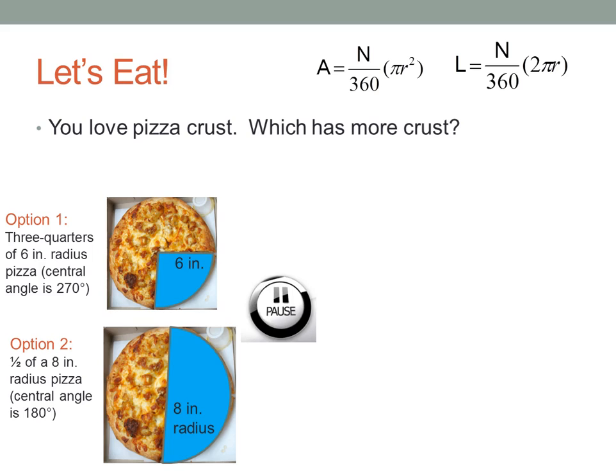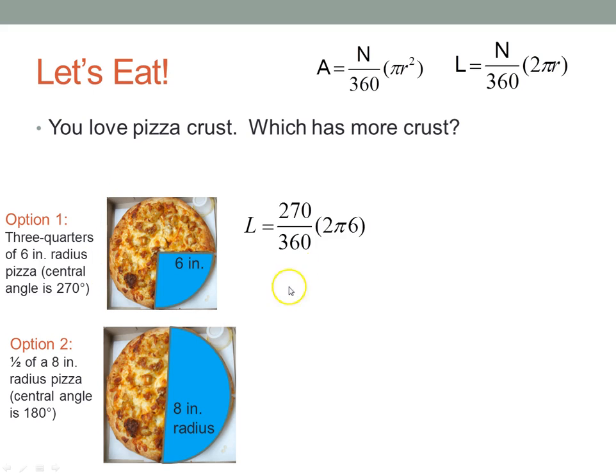So pause here and come on back once you've got the length of the pizza crust for each of these options. All right, welcome back. So we should be using the arc length formula. I put in my central angle of 270, and now I'm going to multiply that by the circumference of the circle, 2 pi r, and r in this case is 6.